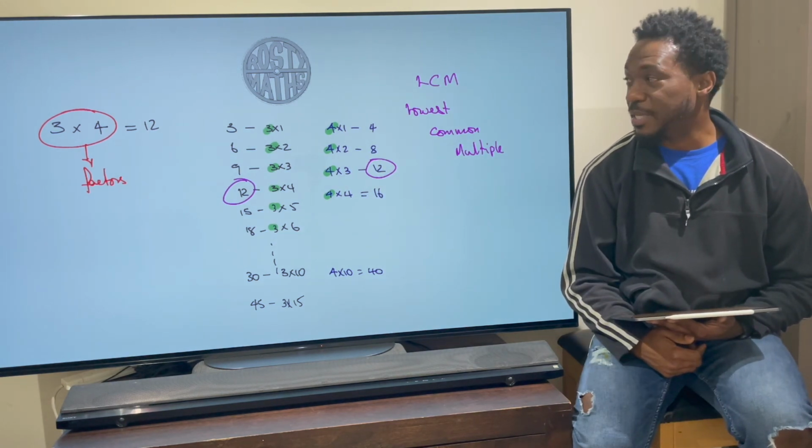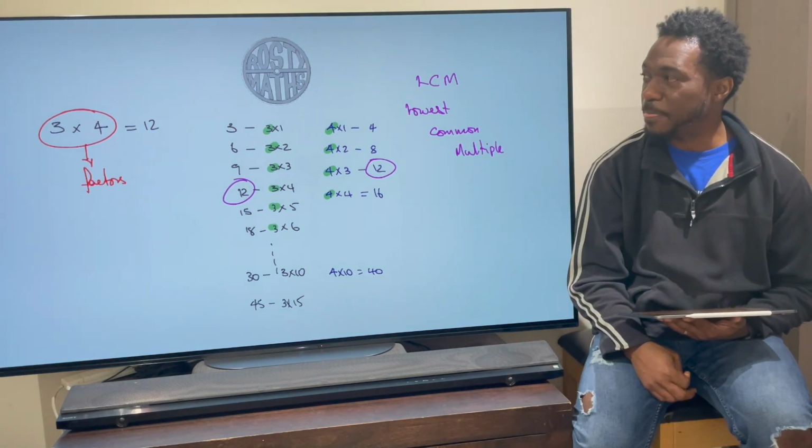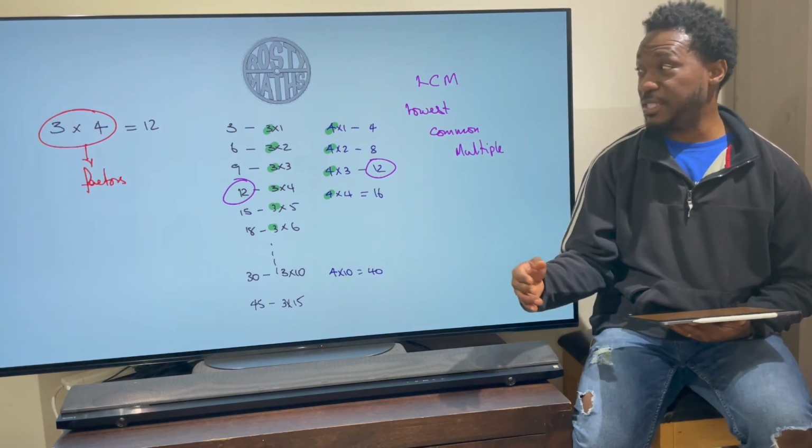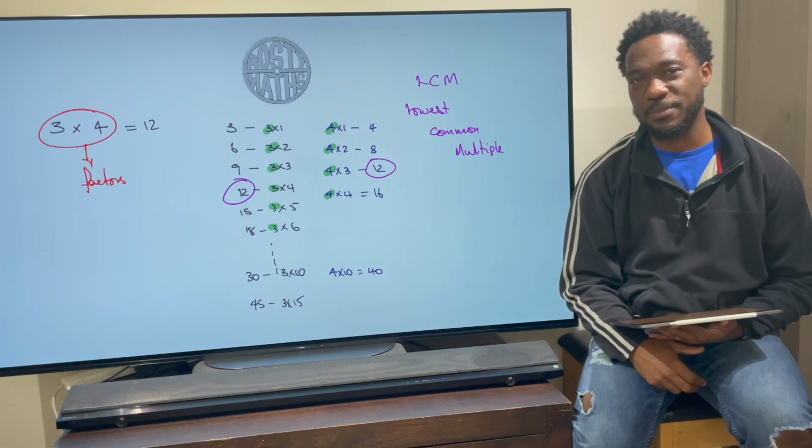So if you ever have to find the lowest common multiple and you don't know the other method I'm going to show you later on in a few other videos, then just literally go down the multiples and see when you hit the first number that's the same. That's the lowest common multiple.